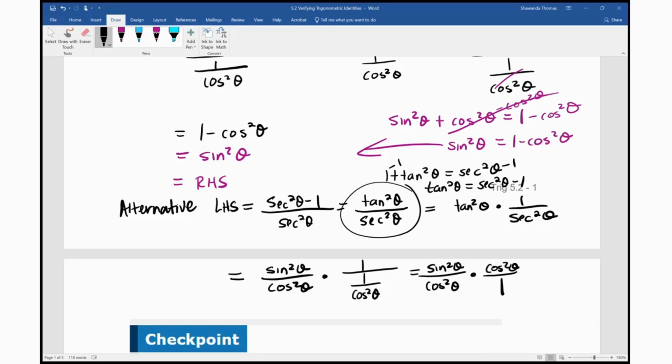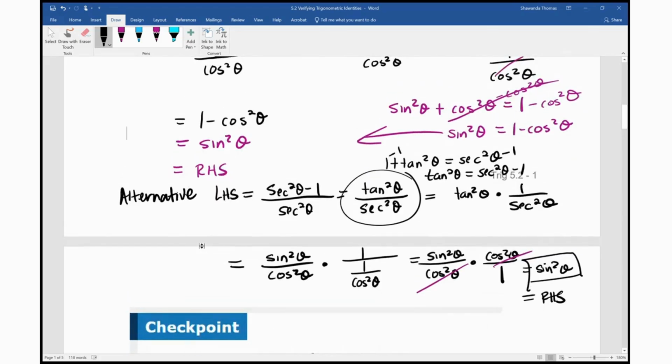And then you can cancel out the cosines, leaving sine squared theta. All right, so that's another way to get to the right hand side. But you got to know these identities. You got to be real familiar with them.